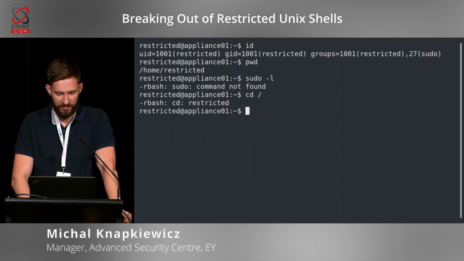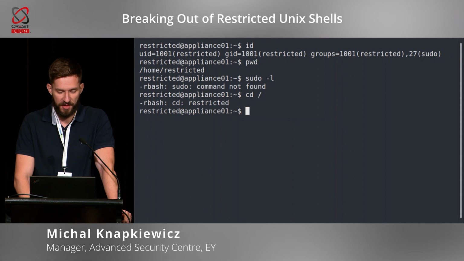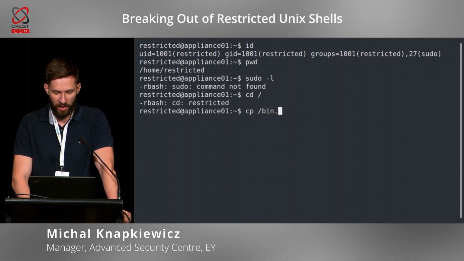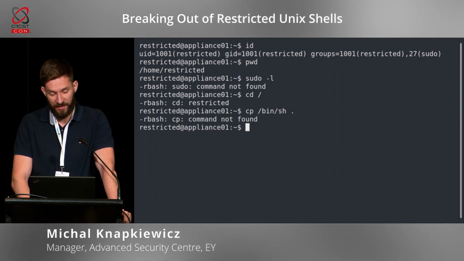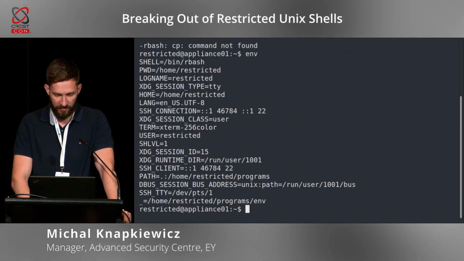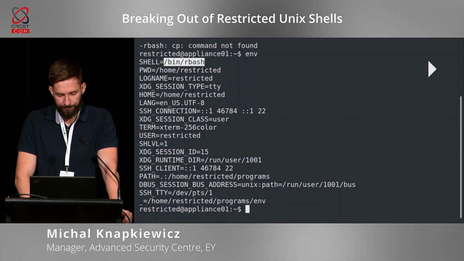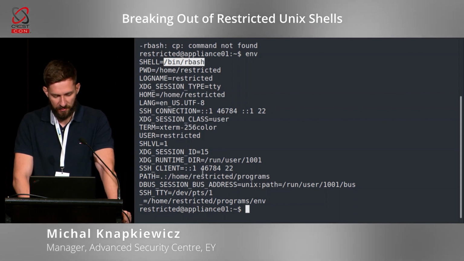Let's try to change directory. cd is also restricted. So that's basically our confirmation that we are in a restricted shell. We cannot move around. Let's try to copy a file into the local directory, see what happens. Again, cp command not found. So clearly we're running quite a limited number of commands. env, let's print the variables so we can see that the shell is rbash, which is the restricted shell, which confirms what we thought.